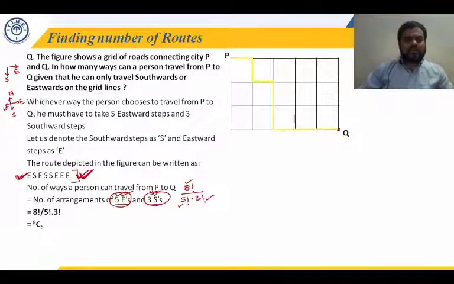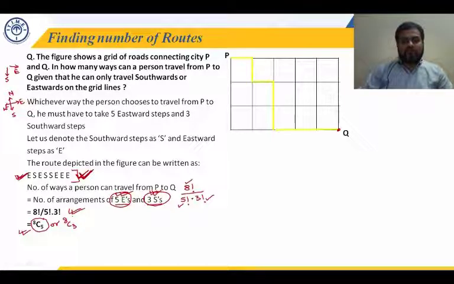Incidentally, that is also the same as saying 8C5. So 8C5, or you can also write this as 8C3. It means the same. nCr is always equal to nC(n minus r). So it will give you the same result. I hope this is clear.